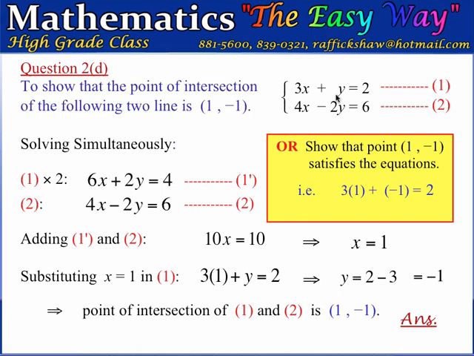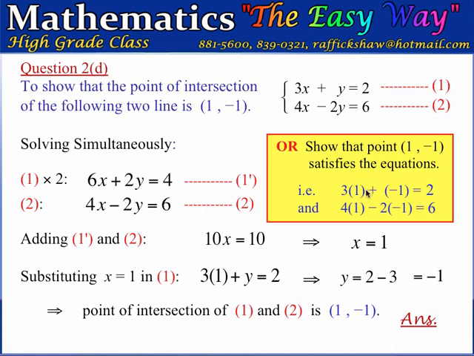Let's show now that it also satisfies the second equation by substituting x equals 1 and y equals -1 into the second equation. When we do that, we end up with 4 times 1, because x is 1, minus 2 times y, which is -1, so it's 2 times -1. So the left hand side becomes 4 times 1 minus 2 times -1. 4 times 1 is 4 here. -2 multiplied by -1 is +2. So we really have 4 plus 2. 4 plus 2 is 6. And so that's it. The point satisfies the second equation as well.